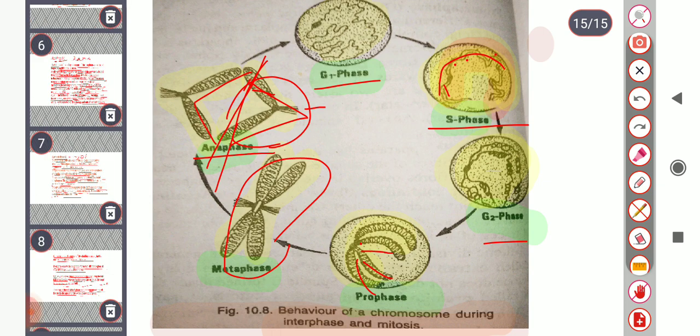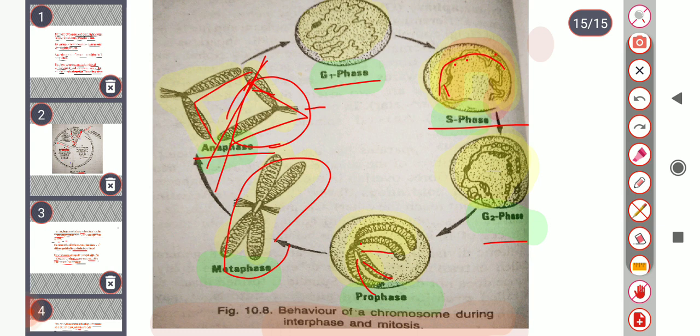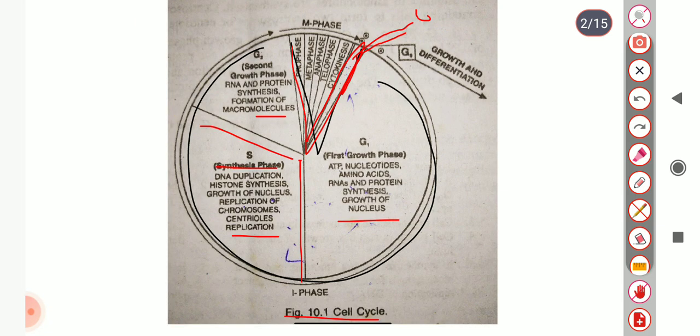So this is all about the cell cycle and cell division. I hope you understand well.